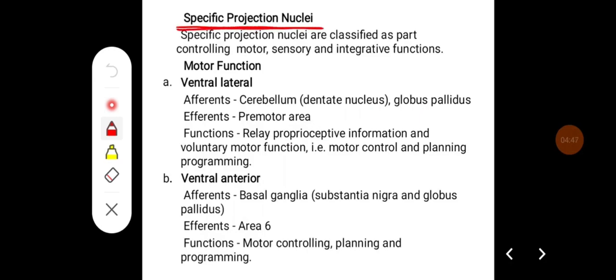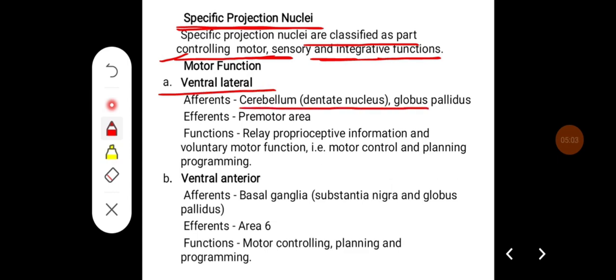Coming to specific projection nuclei, they are classified as part of controlling motor, sensory, and integrative functions. Motor function is done by the ventral lateral nucleus, where the afferents come from the cerebellum, especially from the dentate nucleus, and globus pallidus, and efferents go to the premotor area. Their important function is to relay proprioceptive information and voluntary motor function, that is motor control, planning, and programming.